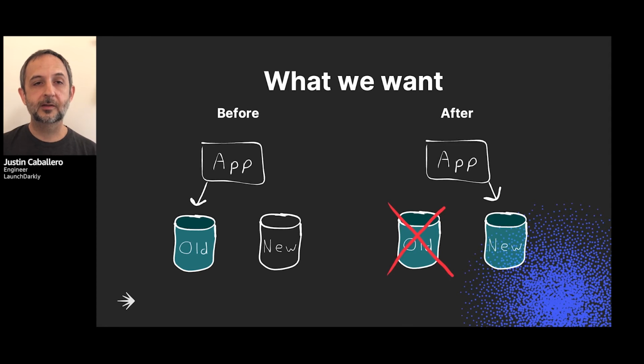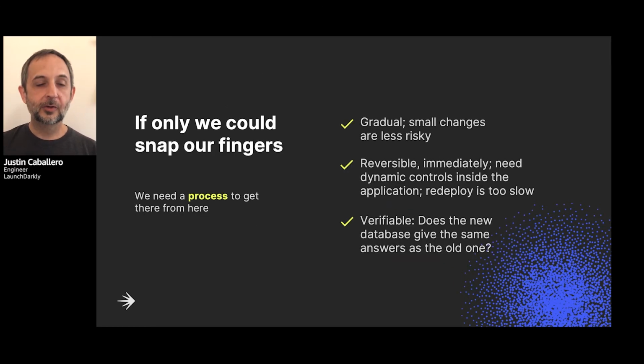So what do we want? Ideally, we have this before state and then the after state where we're connected to the new database and the old database has been disconnected and we can retire it. And this harks back to Mike's picture of the cars on the bridge. How do we get the data in blue onto the new database safely and without interruption? If only we could snap our fingers and just have the new database in place, but of course we can't. So we need a process to get us from the before state to the after state safely.